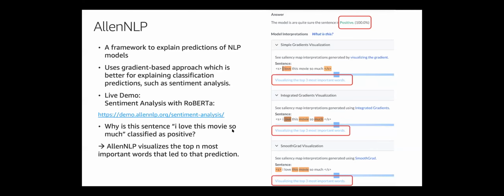And what you can see here, it's a gradient-based approach, which is better suited to explain classification predictions, such as sentiment. And you can see here, it's applying 3 different techniques, gradient visualizations, and it's pointing you to the exact top 3 most important words that led to that prediction of positive.